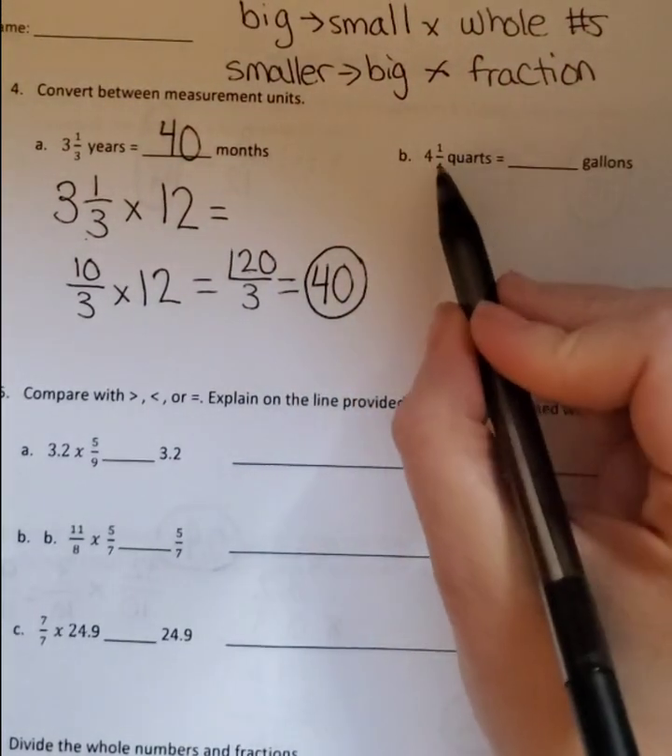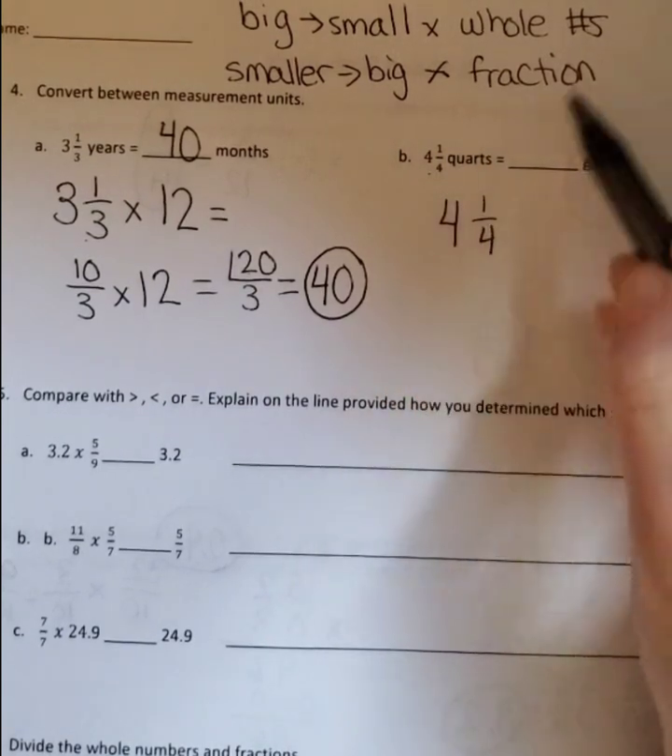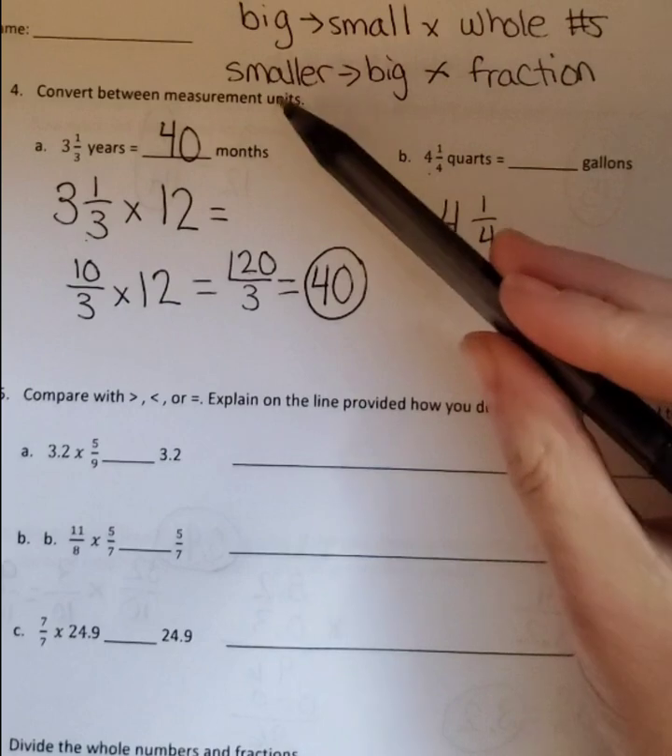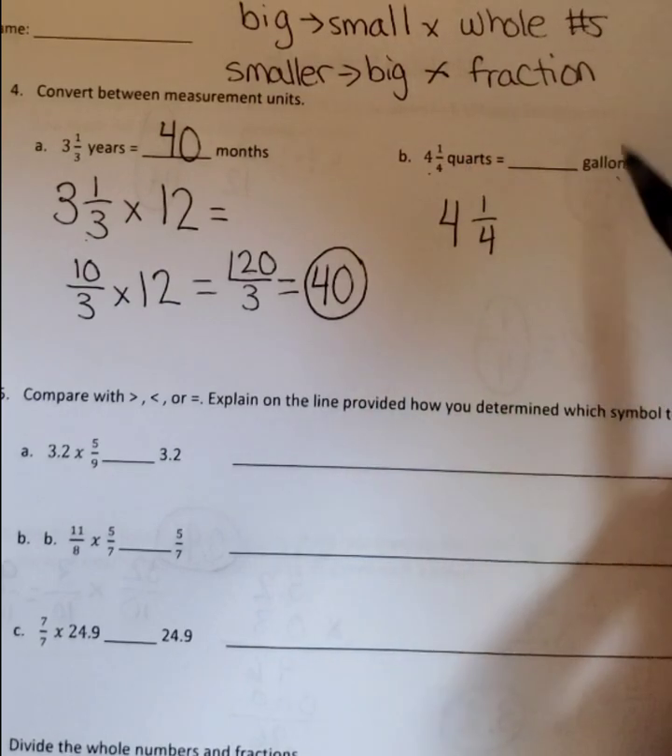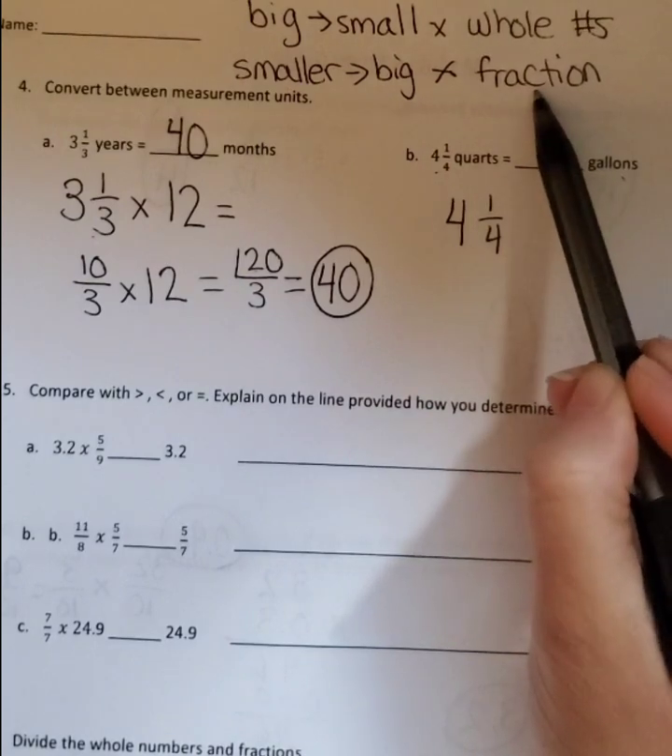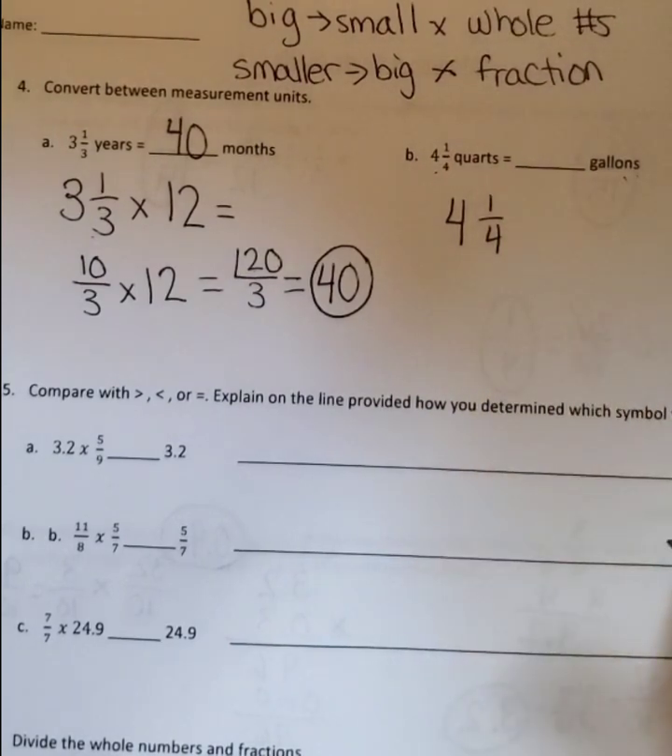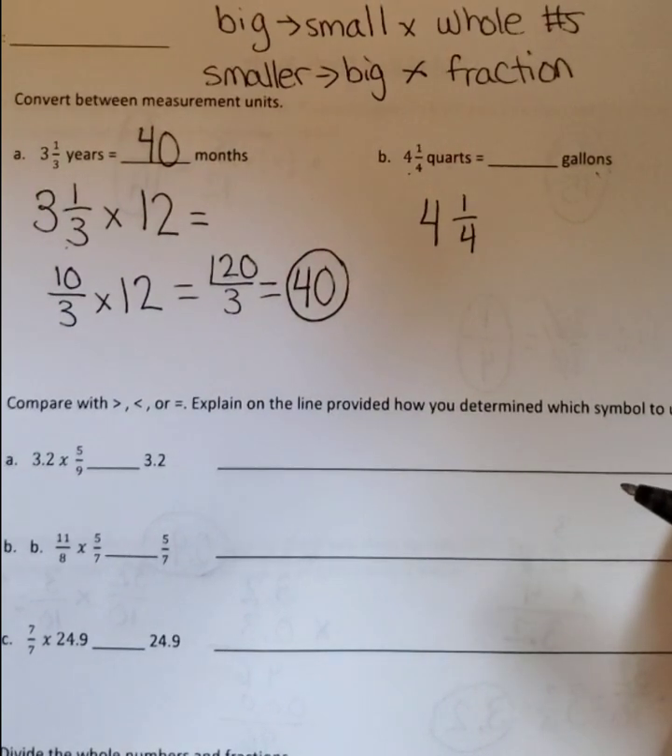Okay. Now we have 4 1/4 quarts. We always keep the first. And we need to multiply by, well, we're starting with quarts and going to gallons. So smaller to bigger here. Now we're going to be multiplying by a fraction. How many quarts are in a gallon? We know there are 4 quarts in a gallon, okay?